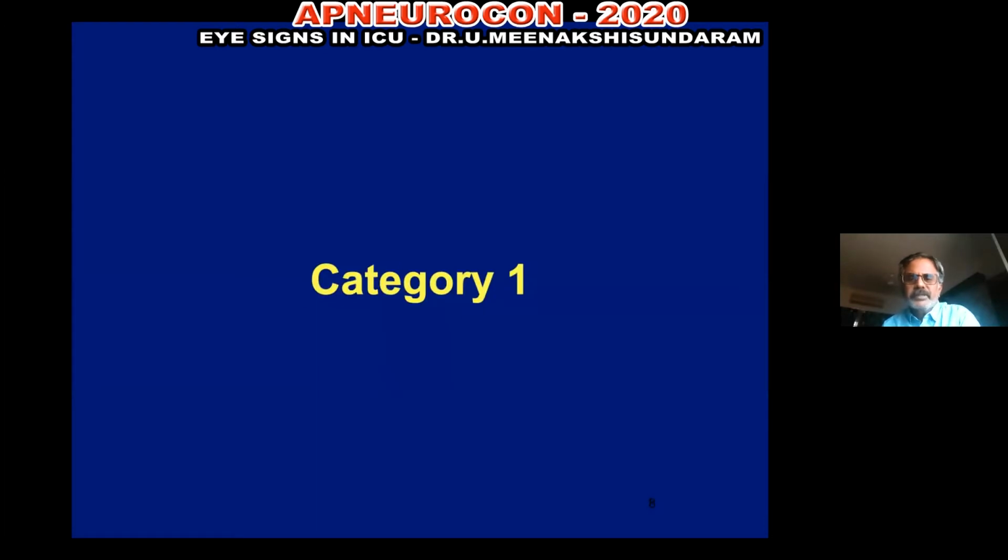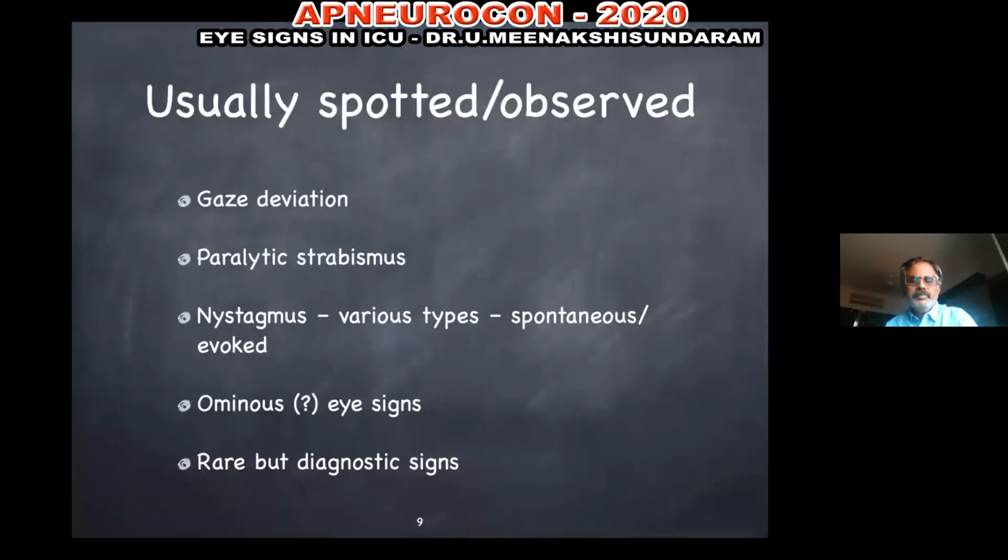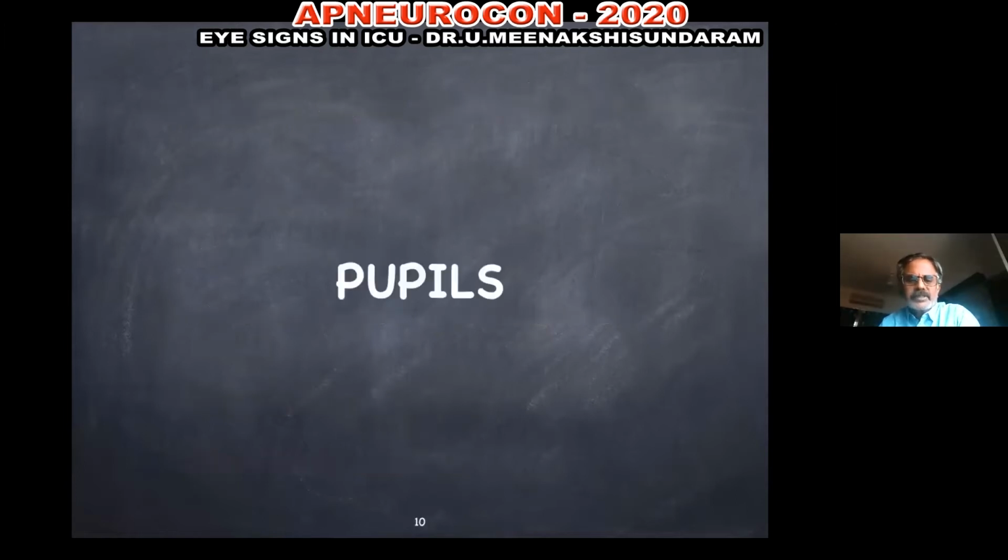So we'll start with category 1. The usual spotted or observed. I'm sure all of you know this. You see the gaze deviation. If you're called into the ER or the ICU and you look at a patient, you want to know whether there is a gaze deviation. Is there a paralytic strabismus? And if there is nystagmus, what type? And then look for the ominous eye signs and rare but diagnostic signs.